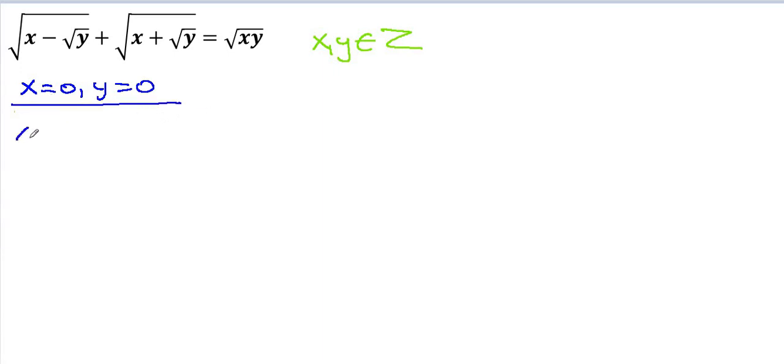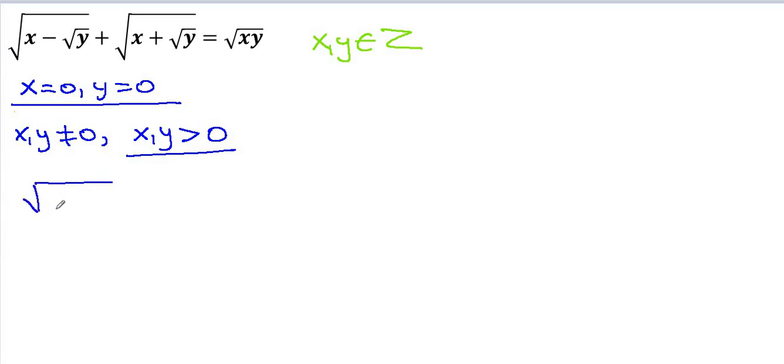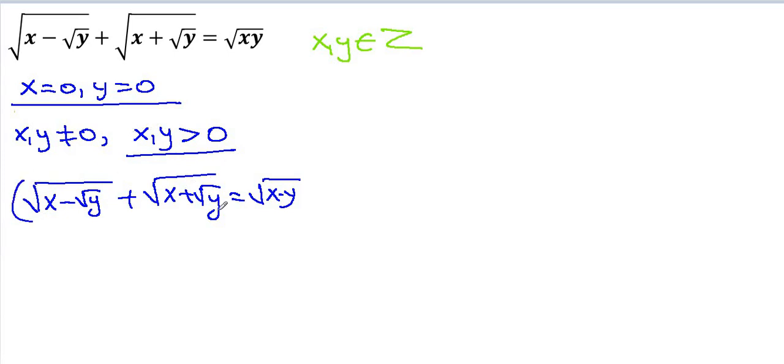And assuming that x and y are not equal to 0, we can easily see that x and y must be strictly greater than 0. Now, using this condition, let me rewrite the original equation as it is here: square root of x minus square root of y plus square root of x plus square root of y is equal to square root of x times y. So, as I said before, using this condition, I can square both sides to isolate radicals.